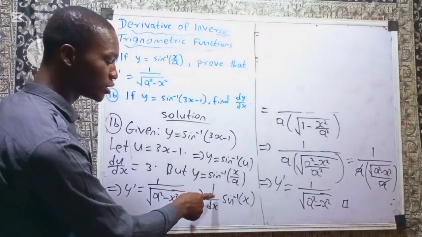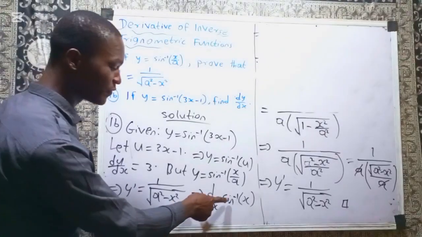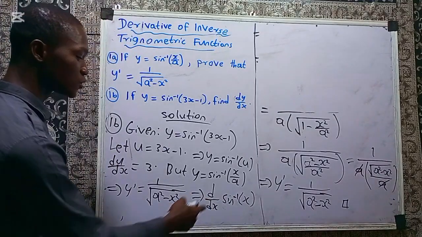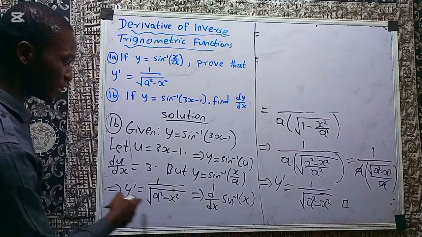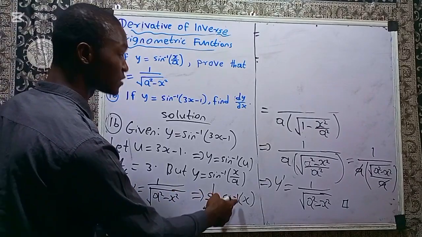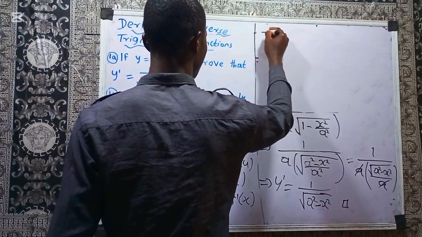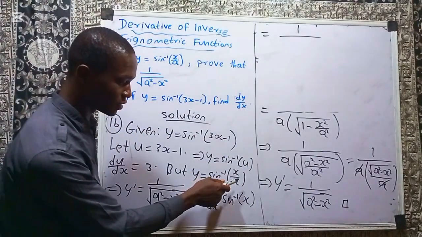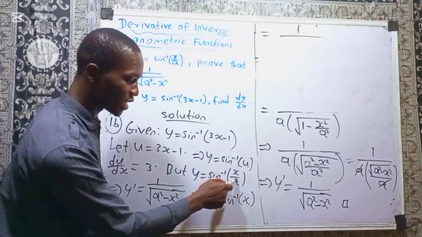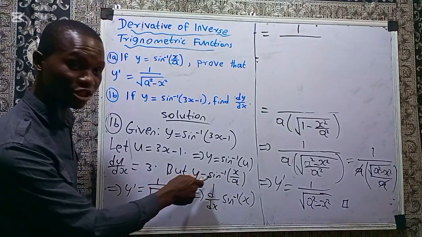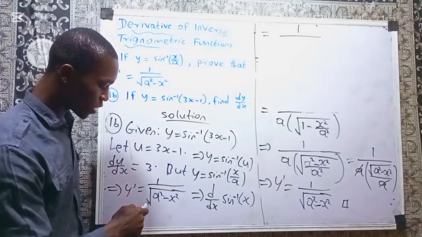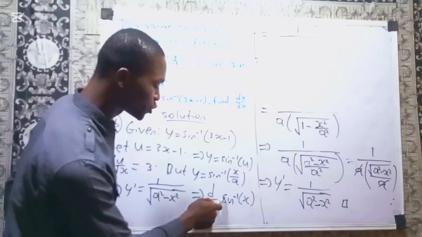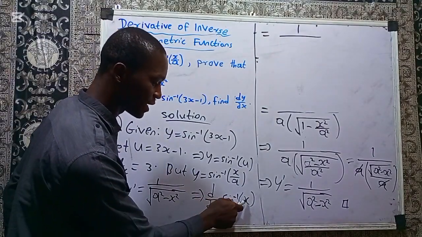Now, what will be the derivative of sine inverse of x? From what we have here, the derivative of sine inverse of x will be equal to what? Look at what is given. Sine inverse of x over a, if you differentiate it, you get 1 over square root of a squared minus x squared, right?